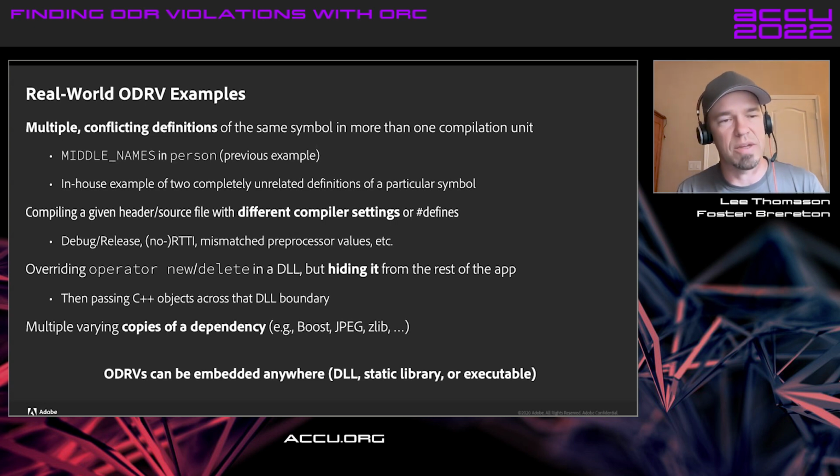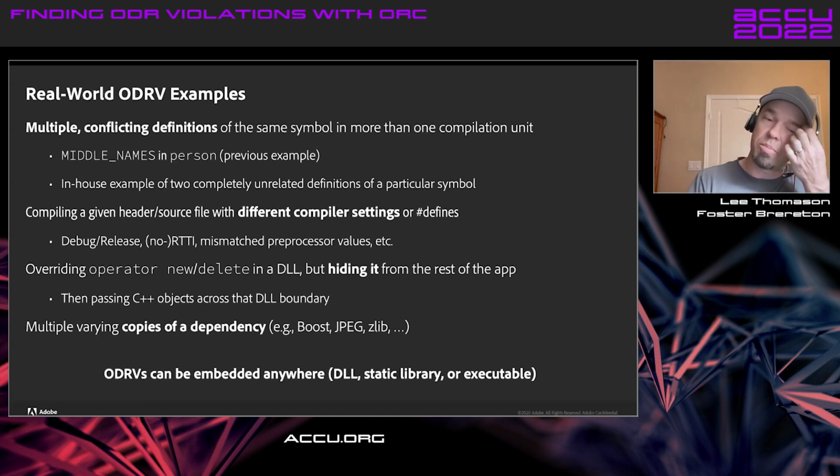And then finally, this is a very common scenario where we have multiple varying copies of a dependency, multiple versions of Boost, multiple JPEG or zlib libraries that have slight differentiations or large differentiations between them. And then bringing all of those together can cause all kinds of problems.